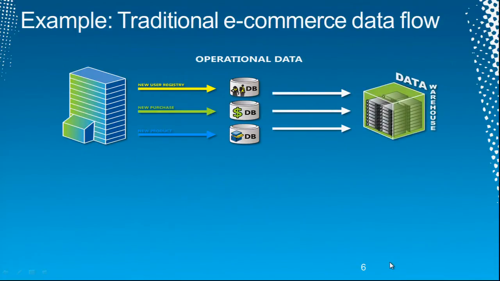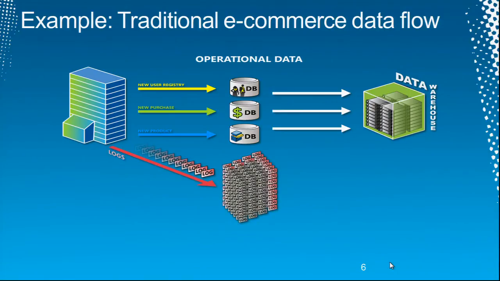So here is a little example of how things used to happen in the first .com boom, where in a traditional e-commerce scenario, you would have a new user who registers. It goes into a database. He makes a new purchase. He gets a new product. Everything goes to a data warehouse.